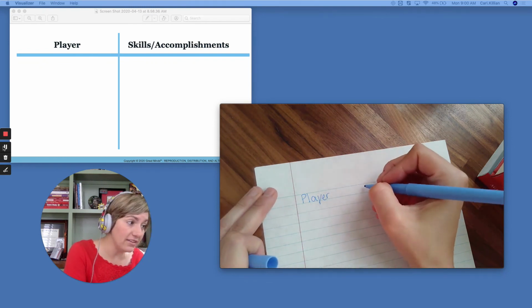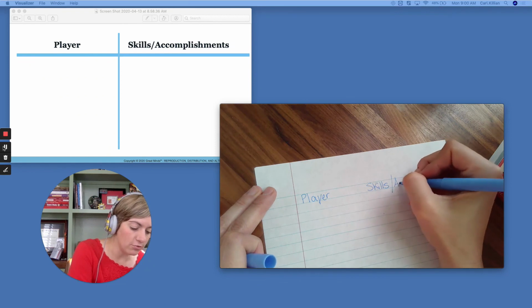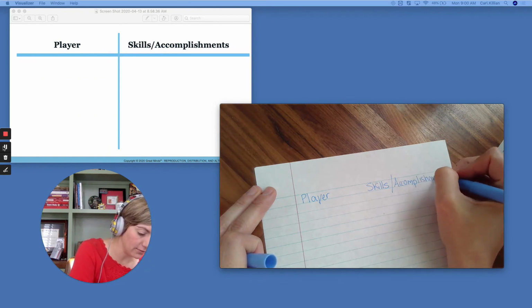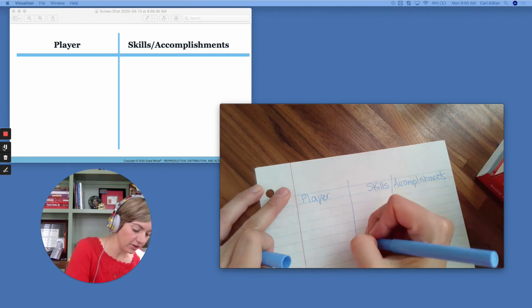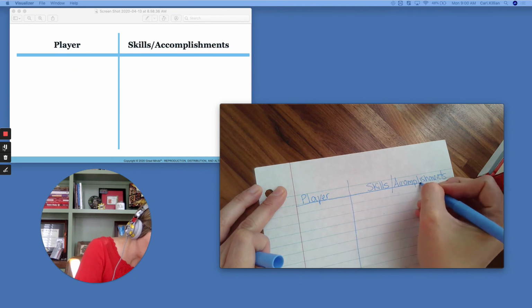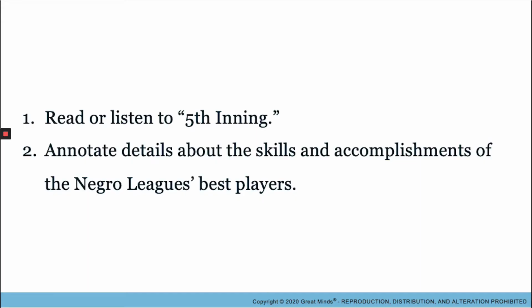And on the right side, you're going to write skills. And that new word we just talked about, accomplishments. Make your T-chart in a clean page of your journal now. Pause the screen if you need a few more minutes.